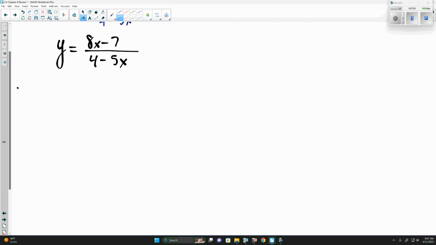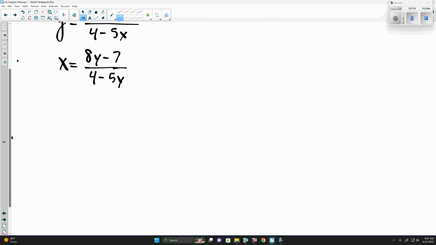So again, with finding the inverse, the first thing we do is replace f of x with y. Then we switch x and y. And the main difference with this one than the others is that we have y in more than one place. So, first thing we need to do is get rid of the fraction by multiplying both sides by the denominator. On the right-hand side, they will simplify out, leaving us with just 8y minus 7.